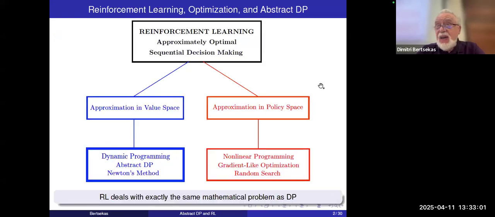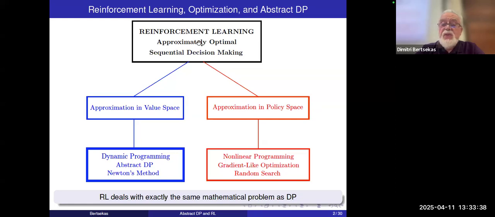I will try to summarize this talk and also the field itself in one figure. I view reinforcement learning as the art and science of approximately solving optimal sequential decision problems. Now, dynamic programming also deals with optimal sequential decision-making. So reinforcement learning and dynamic programming try to solve exactly the same problem. However, the key word here is approximate.